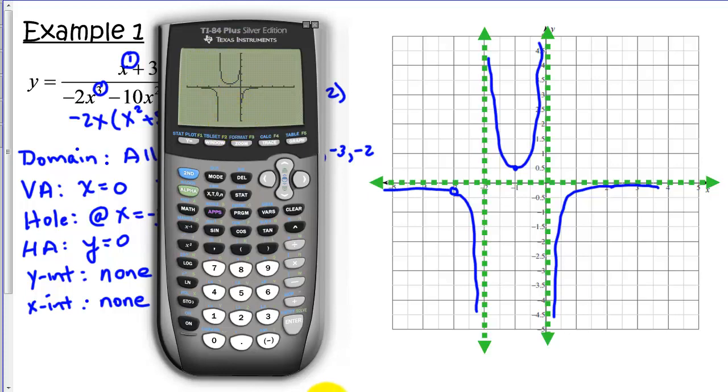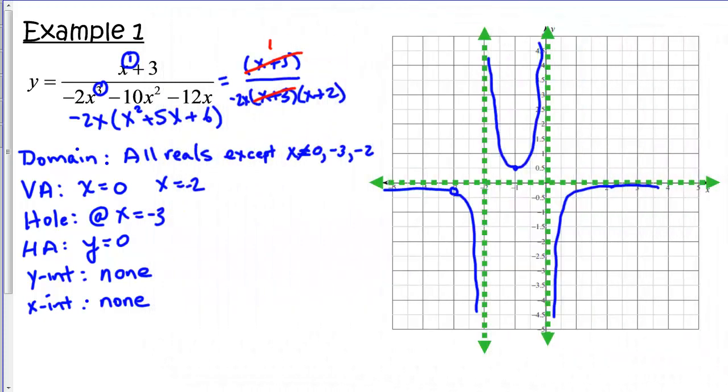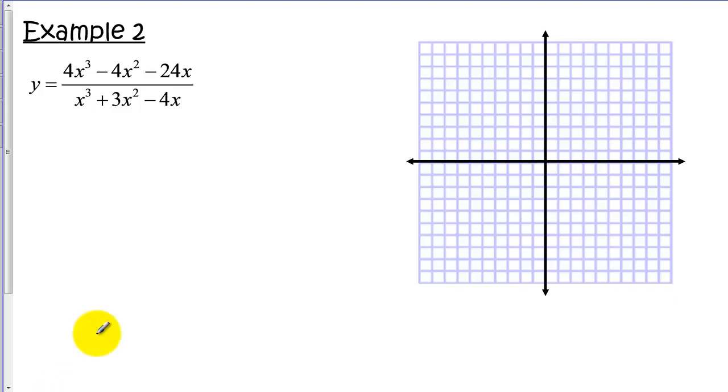All right, so let's look at another example. So this is our second example. So let's start out by factoring here. So we want to factor out a 4x on the numerator, and we're left with x squared minus x minus 6. And the denominator, we can factor out an x using GCF factoring.